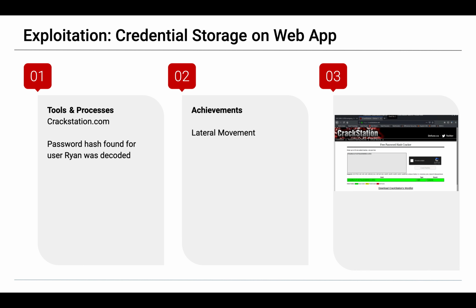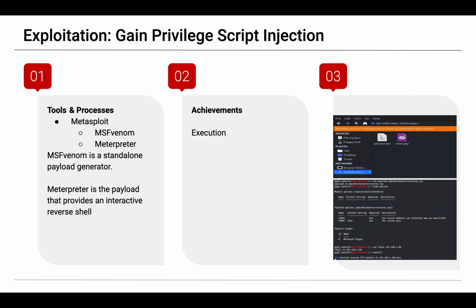Following, we were able to find credentials that were stored on the web app. These credentials consisted of a password hash. We used crackstation.com in order to decode Ryan's password. Once we gained access to Ryan's account, we were then later able to inject a gain privilege script using Metasploit, MSFvenom, and Meterpreter.